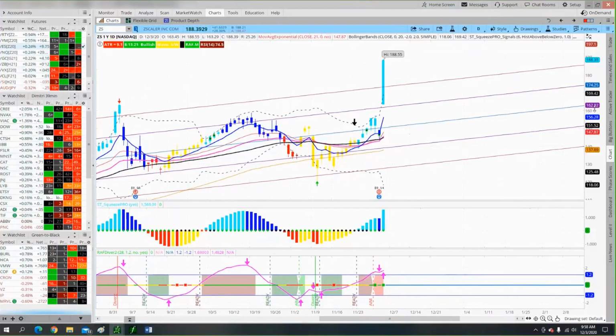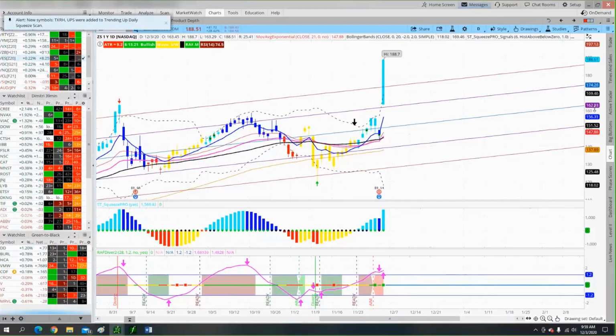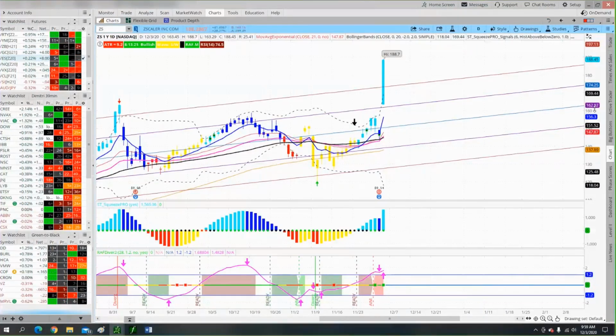ZS. What's the setup? The first thing you need to ask yourself when you look at a chart is, what is your setup? What's the setup? Somebody type in, what's the setup? Because you're a trader of setups. You're not trading ZS, you're trading setup. What's the setup? Was it green to black?